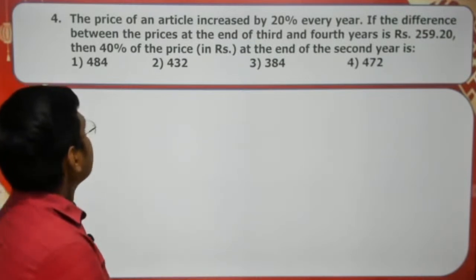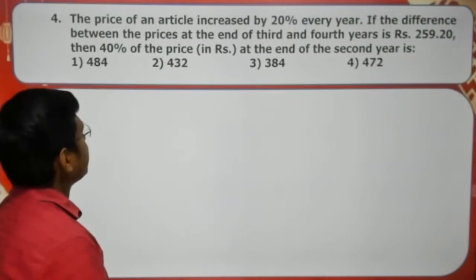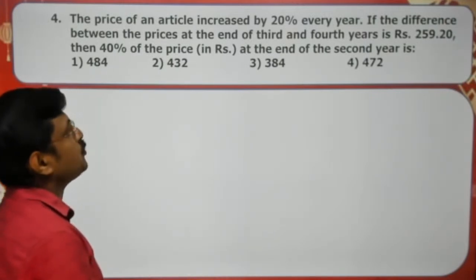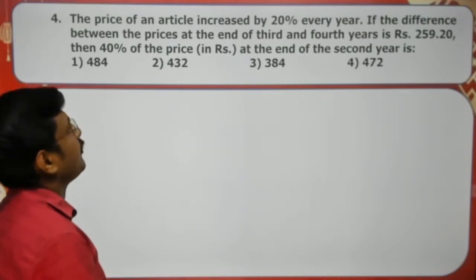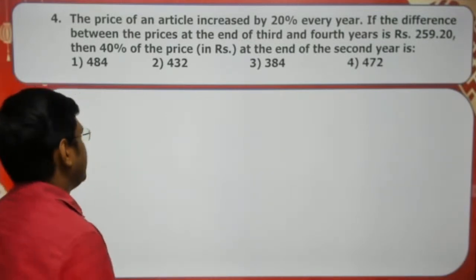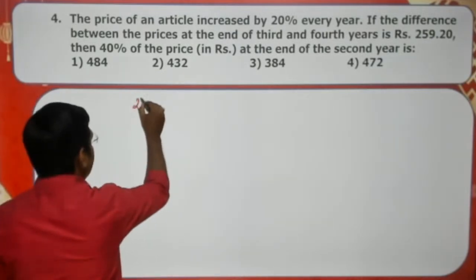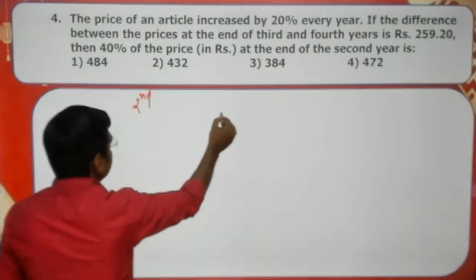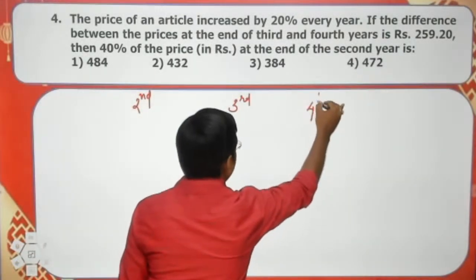The price of an article increased by 20% every year. If the difference between the price at the end of 3rd year and 4th year is 259.20, then 40% of the price in rupees at the end of 2nd year is. It is very easy to find this. So they are dealing with 2nd year, 3rd year and 4th year.